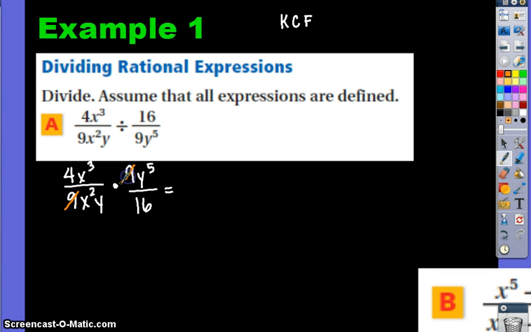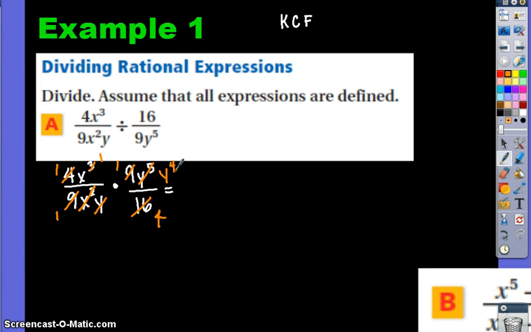The 9's are going to cancel out. The 4 is going to become a 1, and the 16 is going to become a 4. X squared and the x cubed up in the numerator, these are going to go away, and this is going to become x to the first. And then y to the first and y to the fifth, that's going to become y to the fourth.